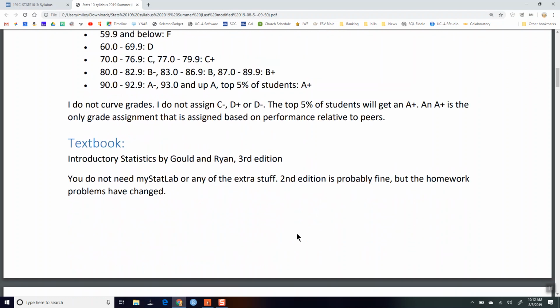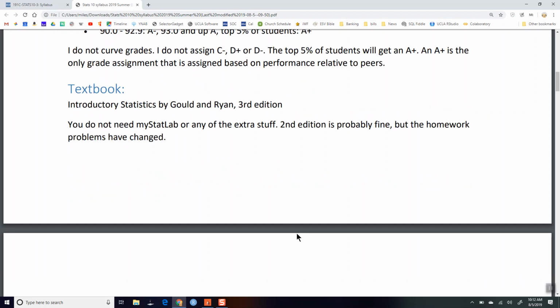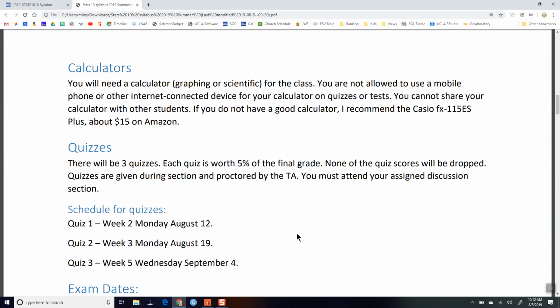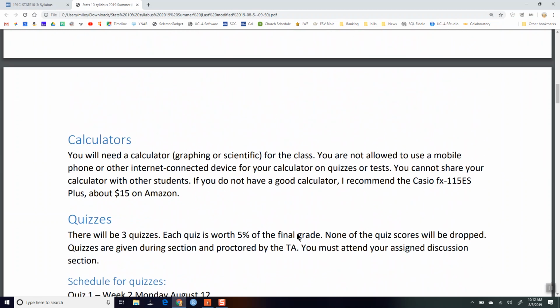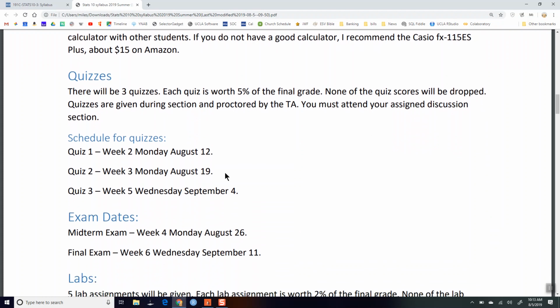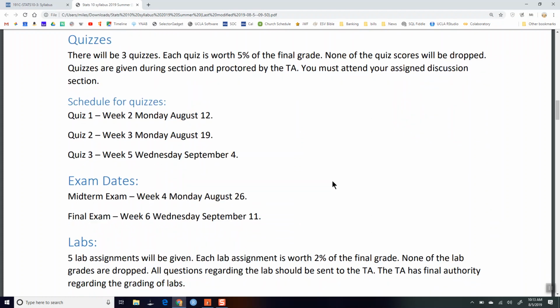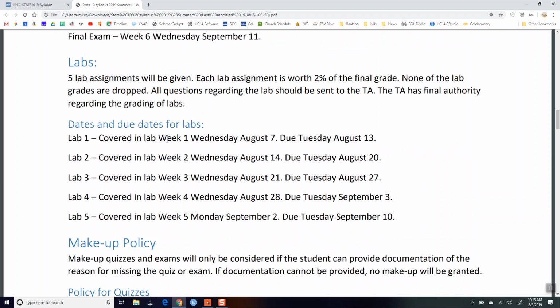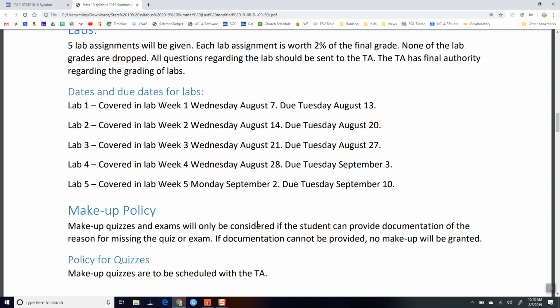We've got a textbook that you should get. The 2nd edition is probably fine, but they always change up the homework problems, and you'll have to do those, okay? You'll need a calculator, whether it's a graphing calculator or scientific calculator. I can't let you use your phones on an exam. We've talked about quizzes, and these are the days for those, and here are the days for the exams, and this is what we'll do for the labs, and then we'll just skip lab 5, okay?